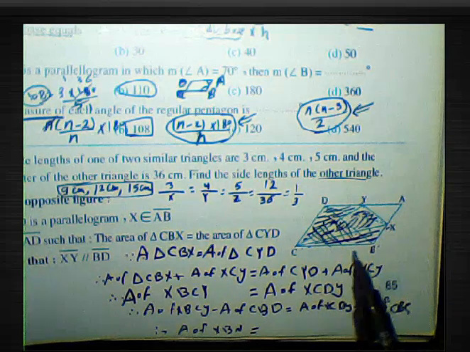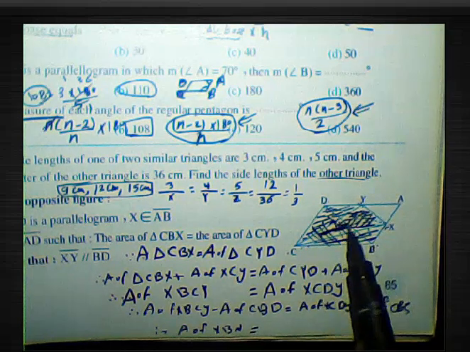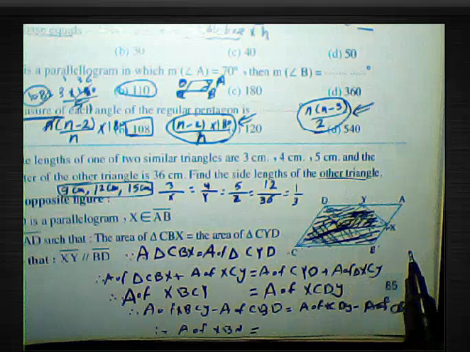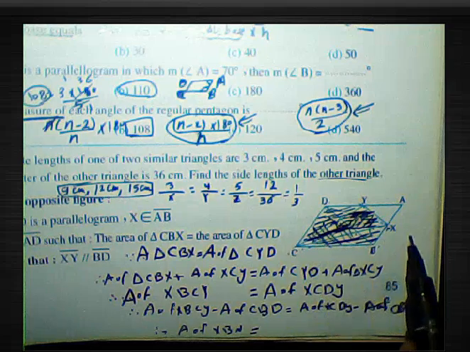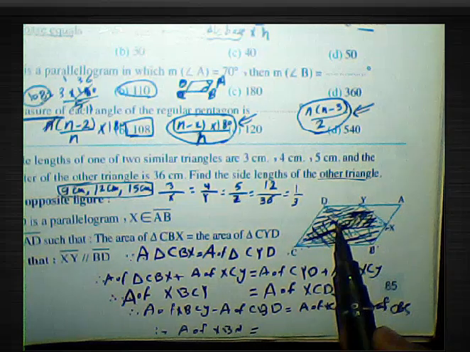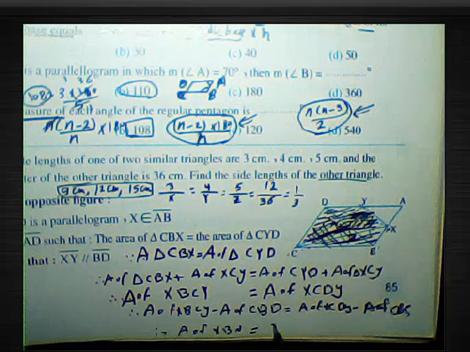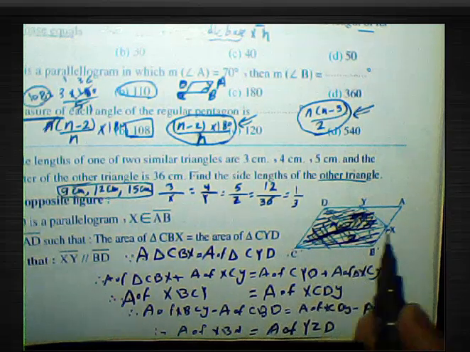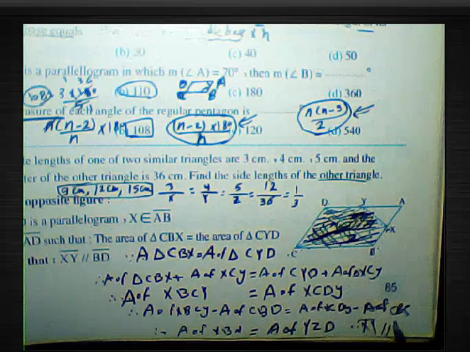Again, XBC and YDC are equal. We add this triangle to the left hand side and the right hand side, so the result will be XPCY equals YBCD. Cancel this triangle, then we get triangle XPN equals YND, and the area of YZD. Two triangles drawn on the same base and equal in area, then XY will be parallel to BD.